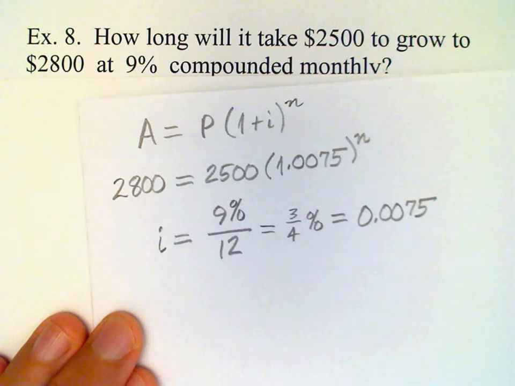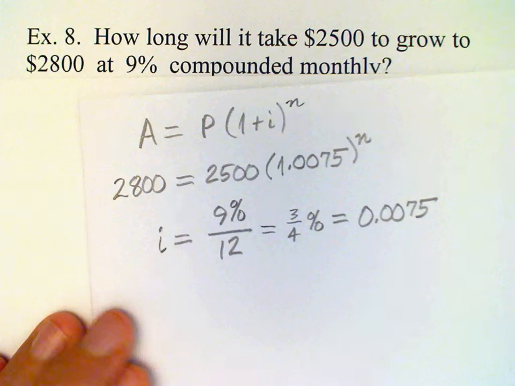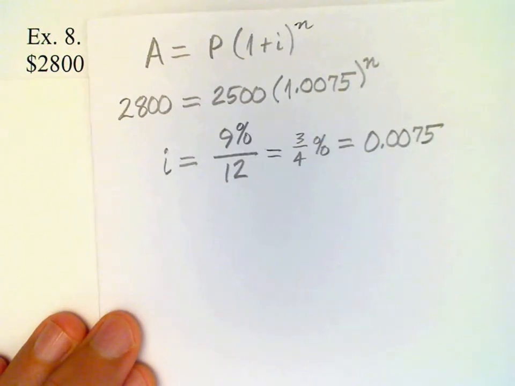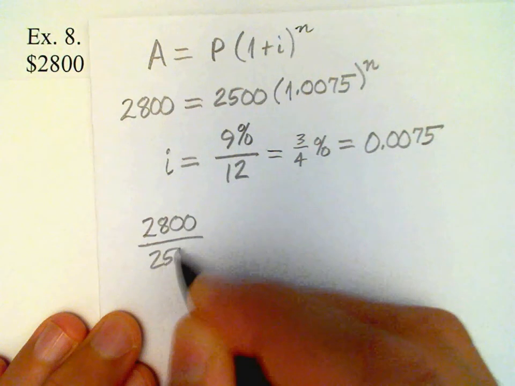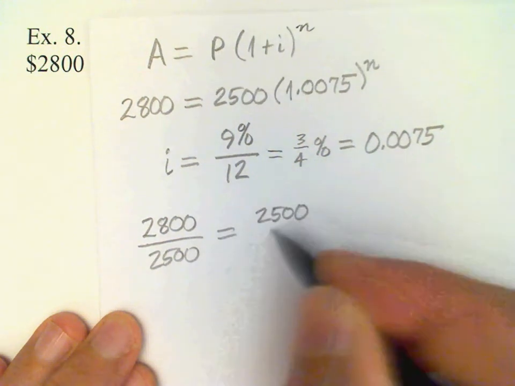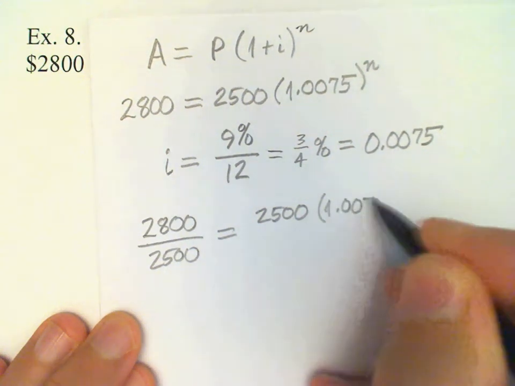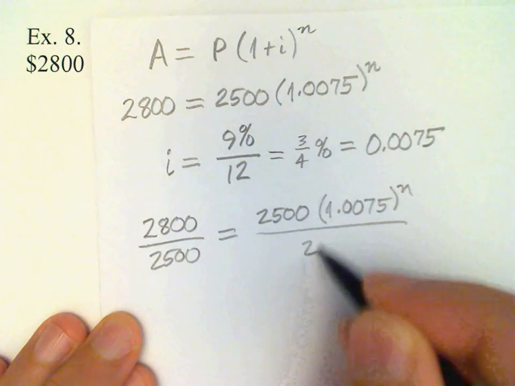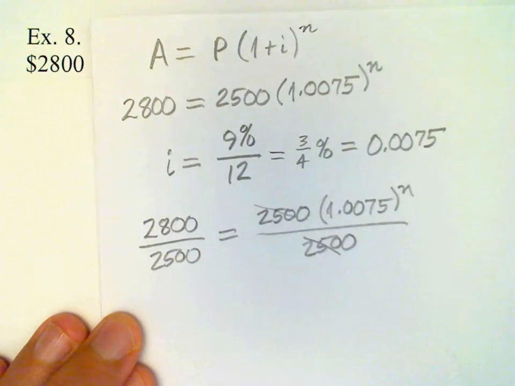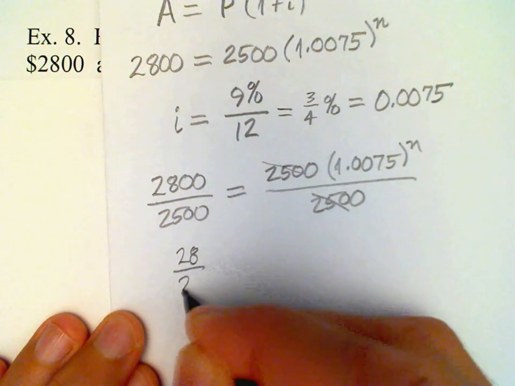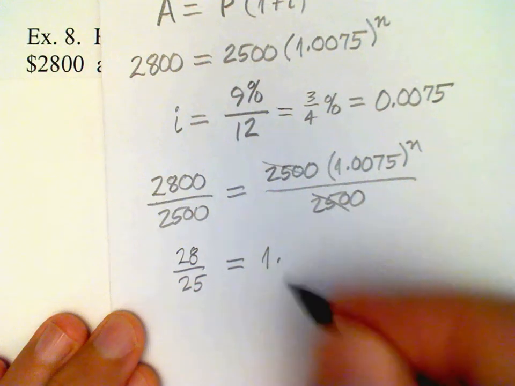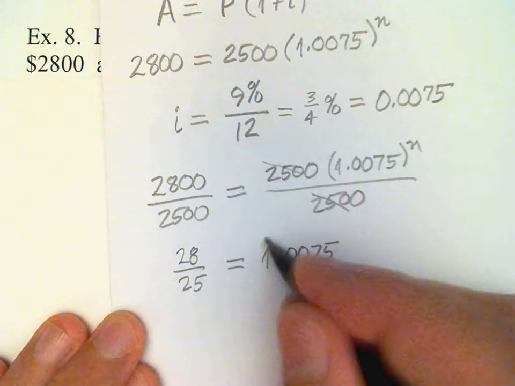So everything in this formula here is known except for n. And in order to solve for n, we're going to use the technique that we applied in the previous video. But before we do that, we're going to divide each side by the 2,500. Okay, so 2,800 divided by 2,500 is equal to 2,500 times 1.0075 raised to the n power divided by 2,500. So these 2,500s cancel out. And the hundreds on the left side cancel out, so we have 28 over 25 is equal to 1.0075 raised to the n power.